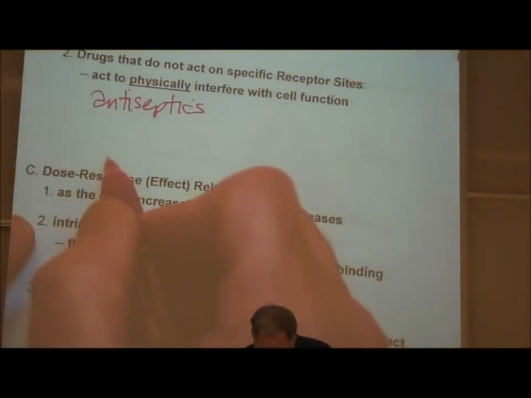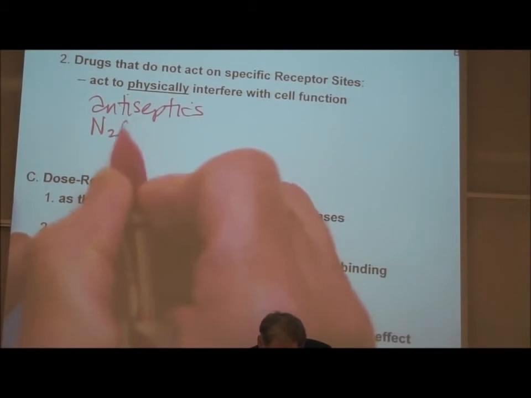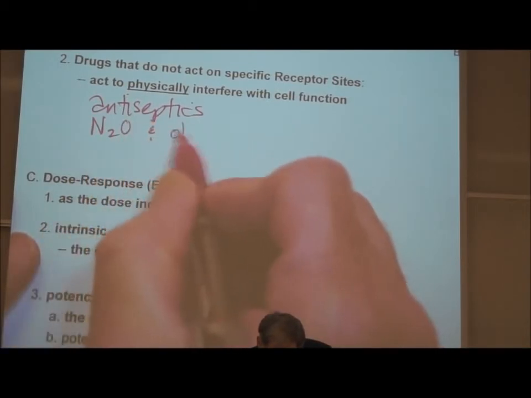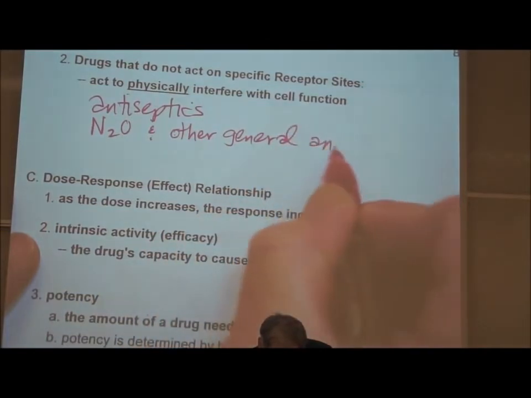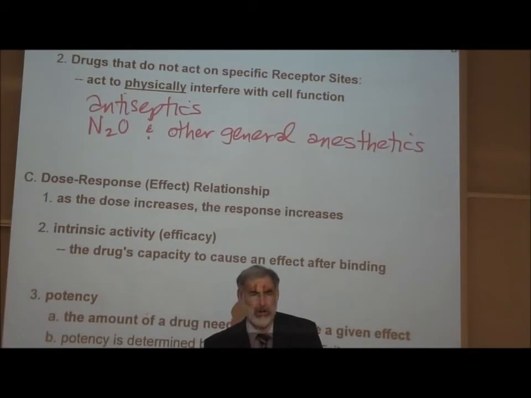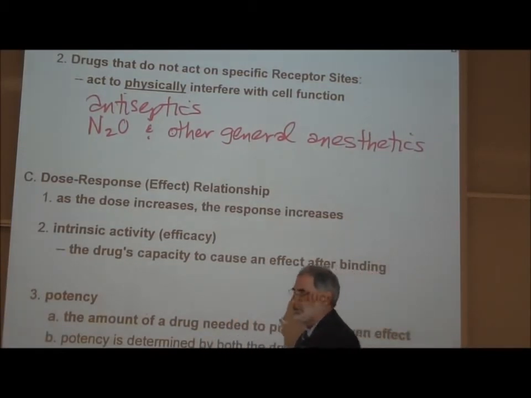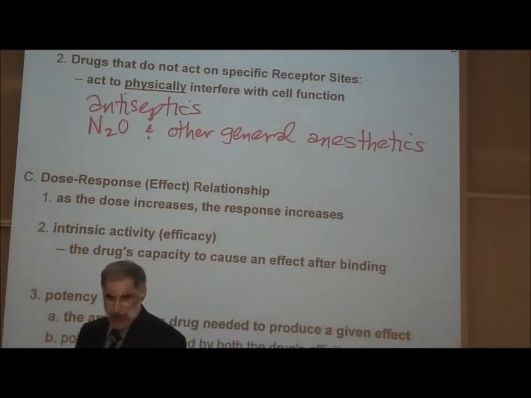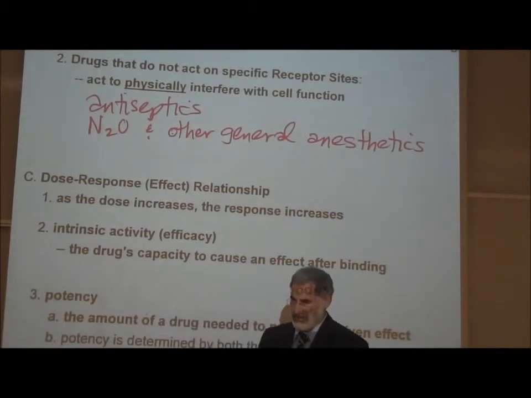Another drug that doesn't affect receptor sites is nitrous oxide and other general anesthetics. General anesthetics do not act on receptor sites. They just temporarily interfere with the conduction of nerve impulses, but not by activating or blocking receptor sites.